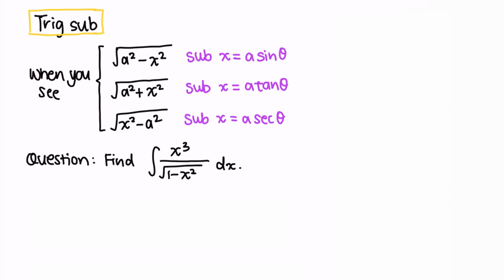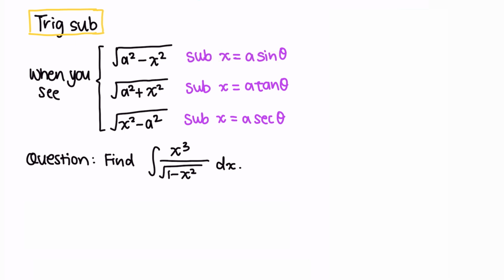Now the last special thing we're going to look at is the trig sub. When you see a square root of a squared minus x squared, you will substitute x equals a sine theta. If you see a square root of a squared plus x squared, then you will sub x equals a tangent theta. And finally, if you see square root of x squared minus a squared, you will substitute x equals a secant theta. And the reason you want to do this is because you can use trig identities to easily simplify the expression. So let's try out this question.